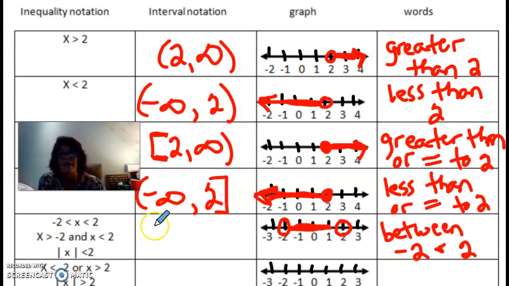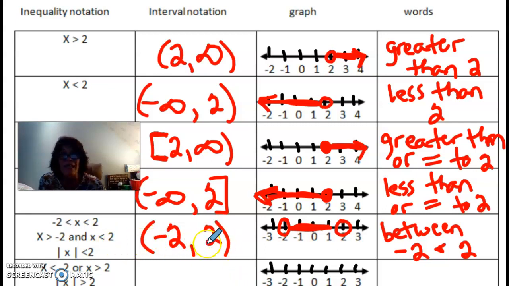Not including them. Now here's this weird part. This is how we write that in interval notation. Doesn't that kind of look like the ordered pair, negative 2, 2? Well, sorry about that. It's one of those things that we have to look at context clues to know what this means.